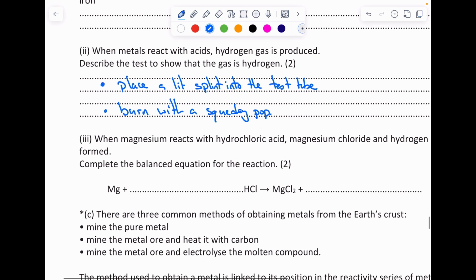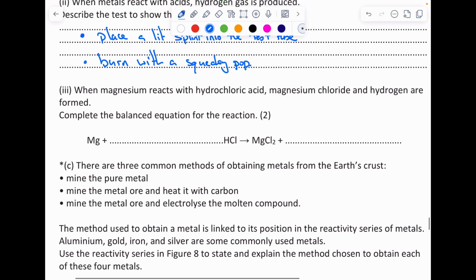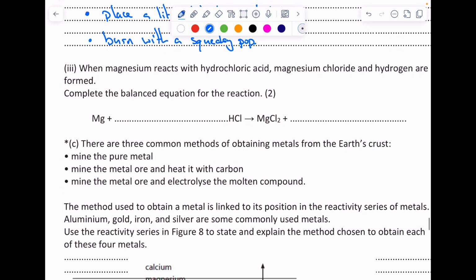And then to finish this question off, magnesium reacts with hydrochloric acid to produce magnesium chloride and hydrogen. Complete the balanced equation for this. So first of all, let's finish off the equation here because we haven't got hydrogen. So there is my hydrogen, H2. And then we need to balance it.